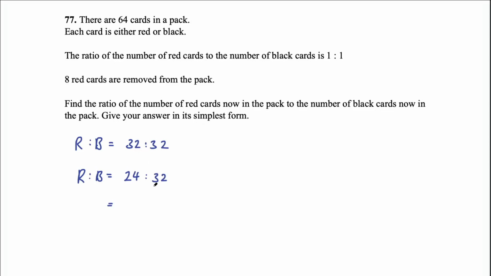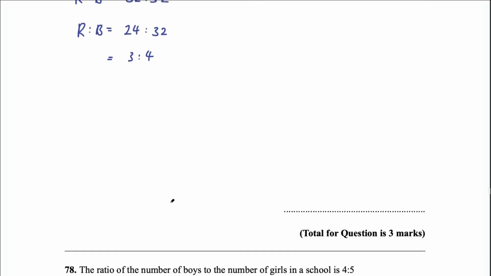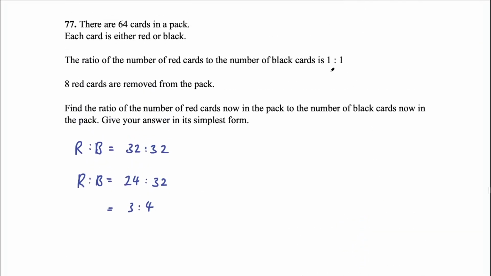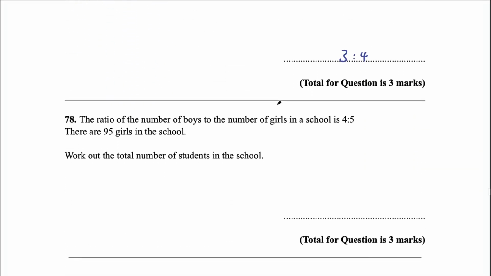So for this ratio, we want to divide by a common factor. What's a common factor between 24 and 32? Well, I know my 8 times tables. 8 goes into 24 3 times and 8 goes into 32 4 times. So my final answer there would be 3 to 4. I guess the key to this question was knowing how to write that ratio of 1 to 1 in terms of the number of cards. So really this is a question about equivalent ratios, knowing how to convert that to the number of cards in the pack. So 32 to 32.